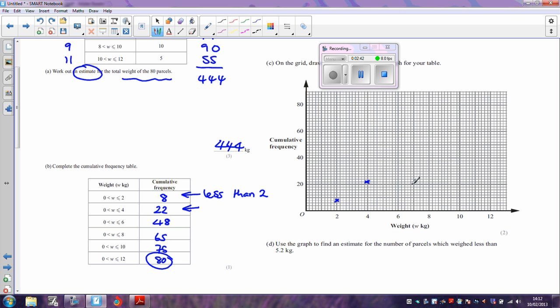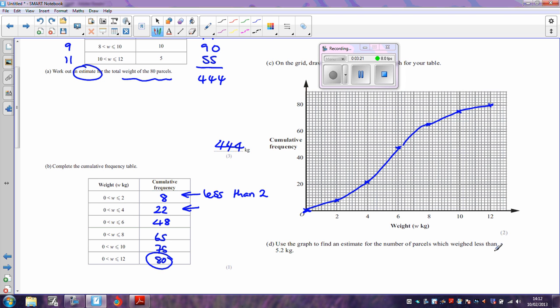Okay, carrying on, 48 parcels have a mass of less than 6. Well, that's going to be just there. 65 have a mass of less than 8, and 65 is just 2.5 squares up from 60. 75 have a mass of less than 10, well, that's here, and all 80 parcels have a mass of less than 12. And what I should also do is put in a cross down here to show that no parcels have a mass of less than 0 kilograms. If I now join these up, you can either use straight lines or you can just join them up into a smooth curve. Oops, that was a bit dodgy.